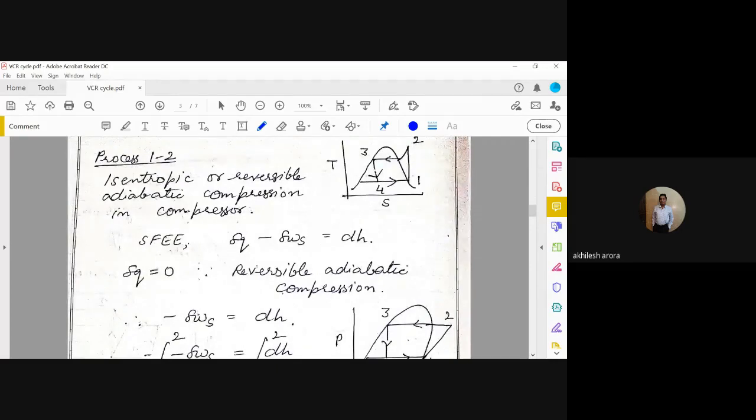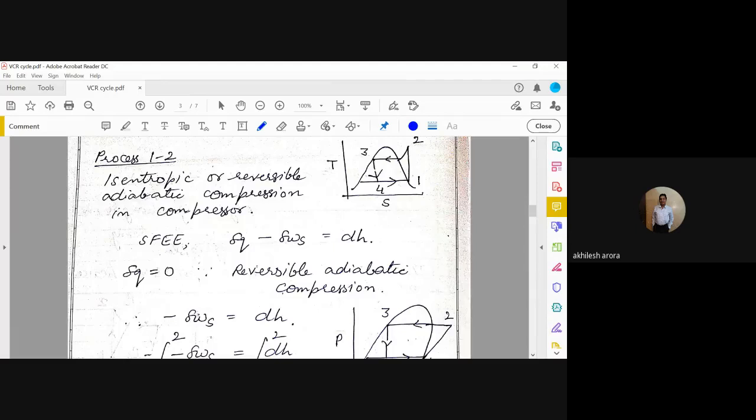Now process 2 to 1 to 2. Process 1 to 2 is isentropic or reversible adiabatic compression in the compressor. The main purpose, or the function, of the compressor is to increase the temperature of the refrigerant so that we can reject heat to the surroundings.